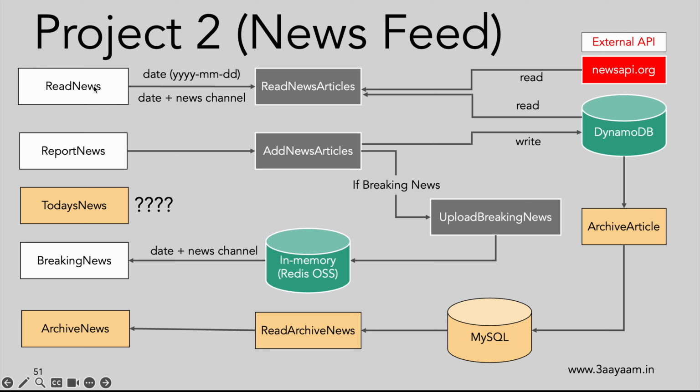So we have implemented these front-end APIs: read news, report news and breaking news. Out of these three, breaking news is being hosted on the EC2 instance, but read news articles and add news articles are already there in the EC2 instance. Read news articles are reading from an external API and a DynamoDB table, and add news articles are writing to the DynamoDB table and to the in-memory database, which is Redis Elasticache. So for your exercise, you'll have to implement today's news, archive news, read archive news, MySQL database, and archive article.